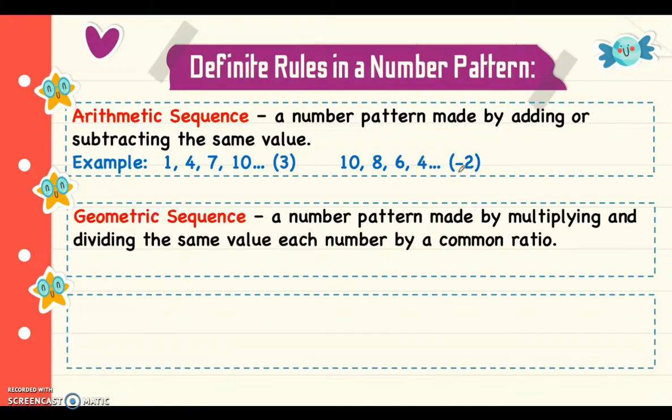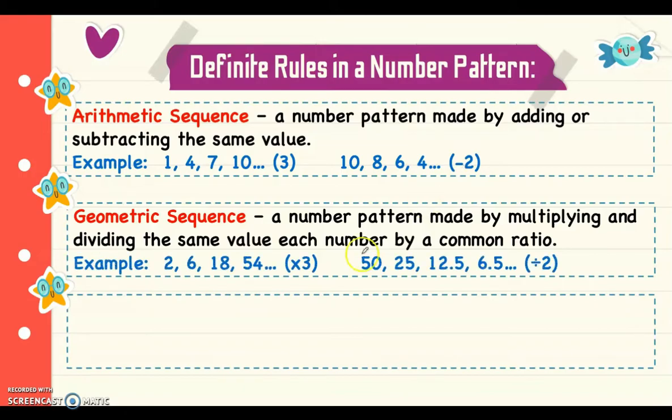Geometric sequence. It is a number pattern made by multiplying or dividing each number by the same value, a common ratio. For example, we have 2, 6, 18, 54. We get the next term by multiplying by 3, which is the common ratio. We also have 50, 25, 12.5, 6.25. The next term we get by dividing by 2.